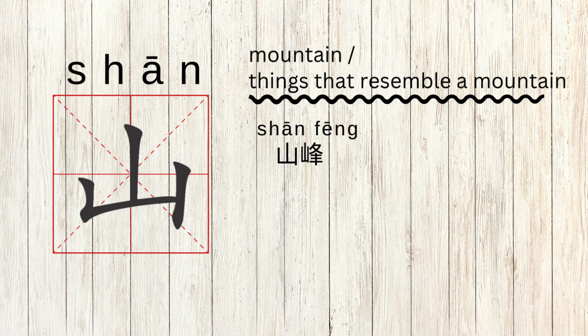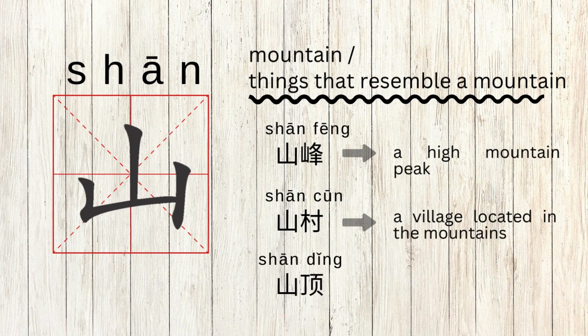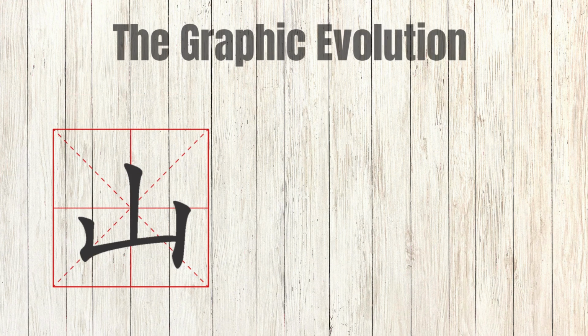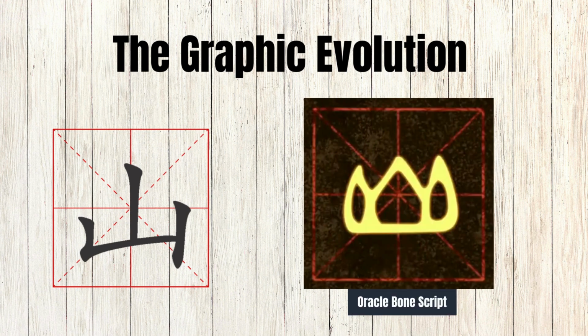For example, 山峰 means a high mountain peak, 山村 means a village located in the mountains, 山顶 means the top of a mountain. Now, let's take a look at how this character evolved throughout history.